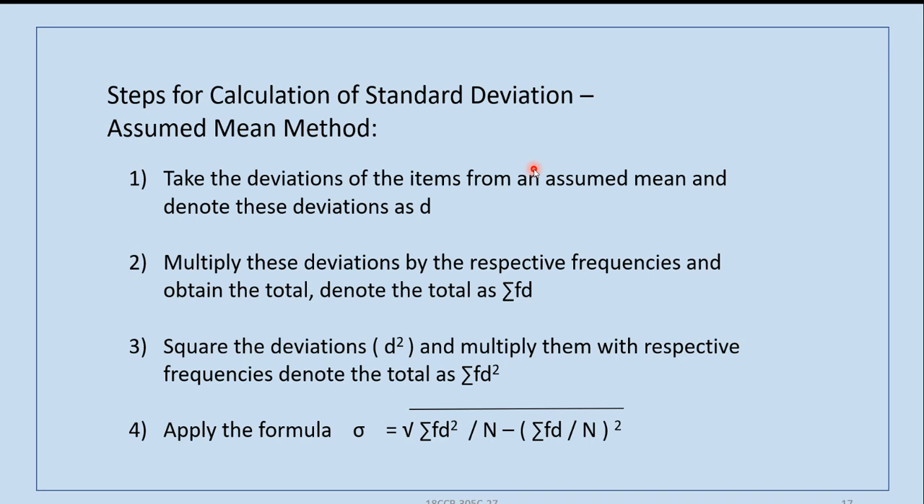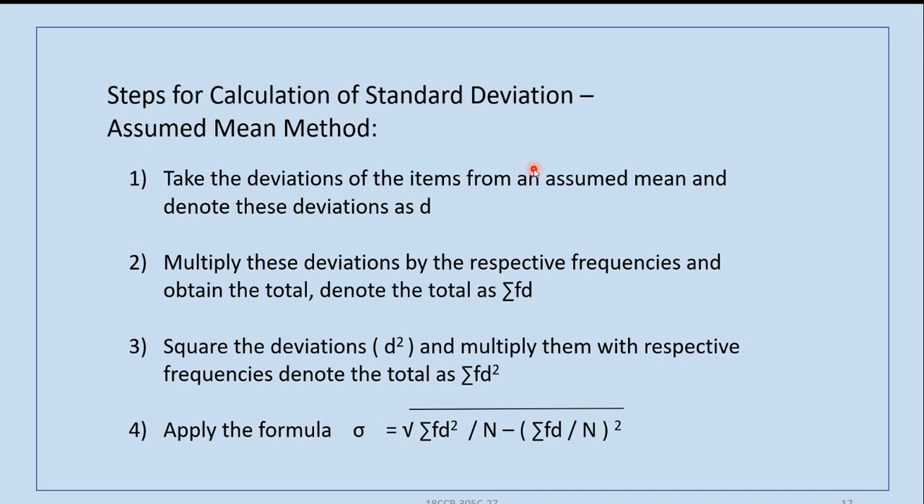And in the fourth column, we will calculate d square, that is squaring the deviations, third column into third column. In the fifth column, we will take the product fd, f into d. And in the sixth column, we will take f into d square. So both of them we will calculate, and then we will apply the formula.